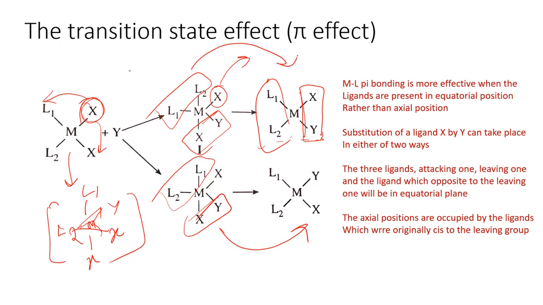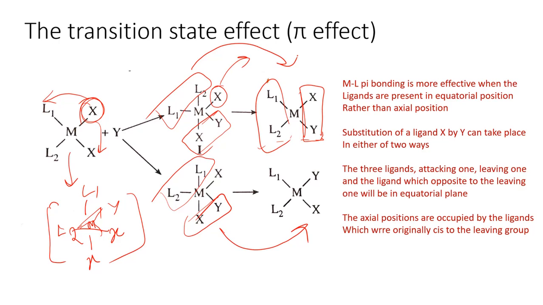will be in the equatorial plane, and the two ligands which were cis to the leaving group would be in the axial position. I am just summarizing once again: the attacking ligand, the leaving ligand, and the ligand which is trans to the leaving ligand would be in the equatorial position. The two ligands which were cis to the leaving group will be in the axial position. So through this you can draw the transition state, you can draw the pathways of the mechanism, and through this you can estimate or show the different products.